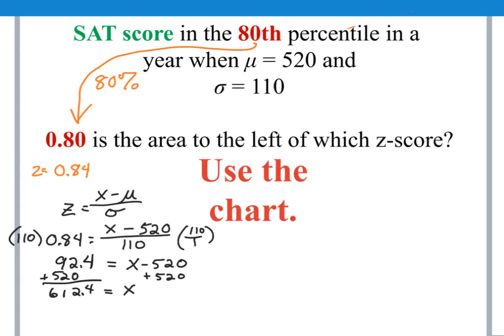Do we round up? Do we round down? Well, it's a 4, so you'd think we would round down. But if you only score 612, you're not truly in the 80th percentile. So to get into the 80th percentile, you would have to score 613. So that is the SAT score that is in the 80th percentile.